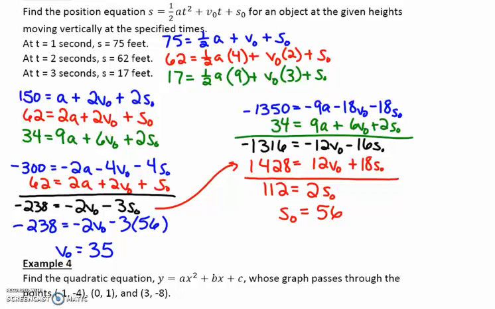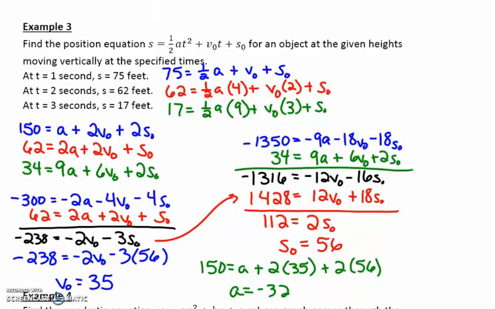So then we can take both of those and plug them into the original equation, well, the original manipulated equation, the first one. So 150 equals a plus 2 times v sub 0, which we know is 35. Plus 2 times 56, because that's what s sub 0 is. So then when we do all of the operations to that, we end up with a being negative 32.